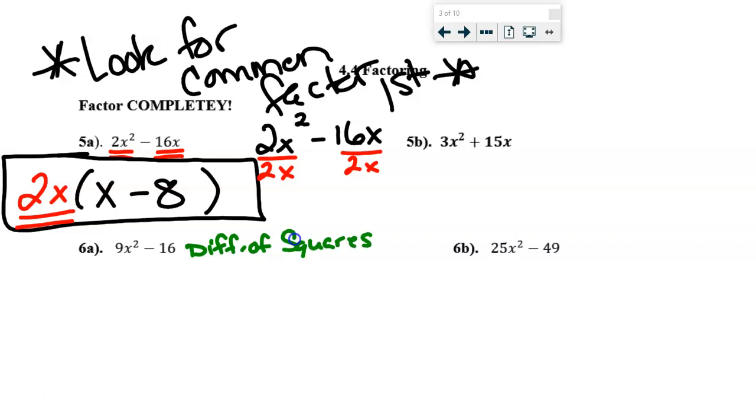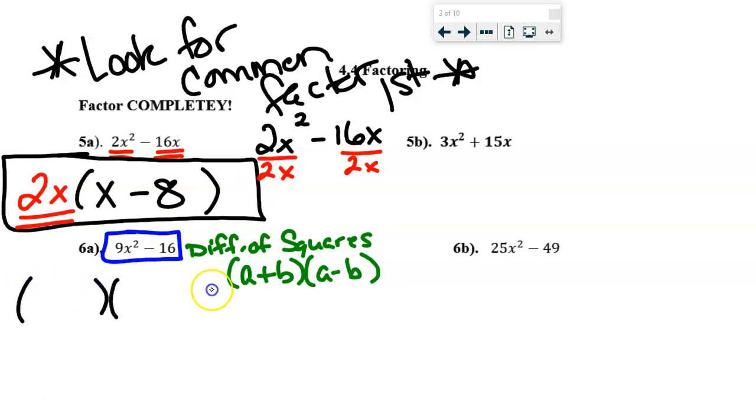So the difference of two squares, the pattern on your flowchart says to factor it into a plus b times a minus b. So when I go to look at how I could factor this, it factors into, let's see, the square root of 9x squared would be a 3x and a 3x. And then the square root of 16 would be a 4 and a 4. And then one's going to be a positive and one's going to be a negative.